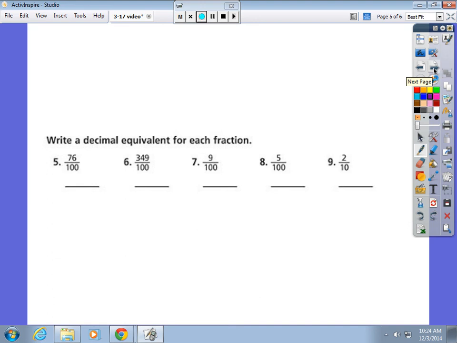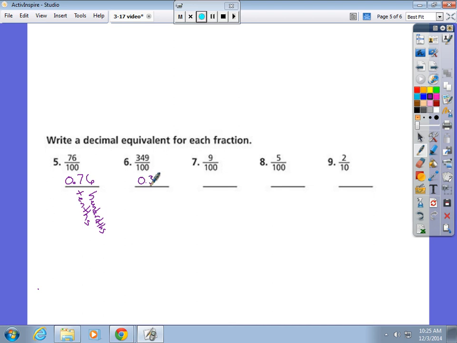I want to start with number 5, 76 hundredths. So 76, the 6 needs to end in my hundredths place. So 0.76. Currently my 7 is in my tenths place, and my 6 is in my hundredths place. So good, 76 hundredths. That works out great. But now I get here, 349 hundredths.